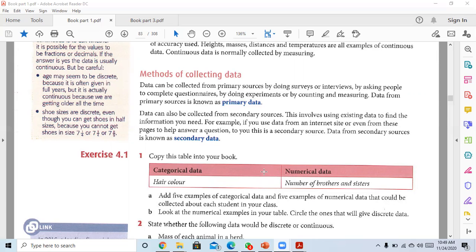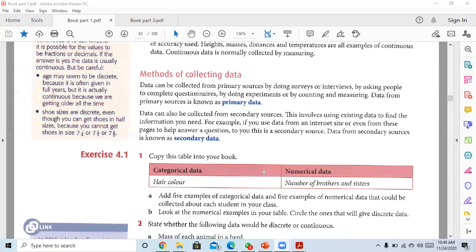If you collect the data from a primary source, that is called primary data. If you collect the data from a secondary source, that is called secondary data. So what is primary data? Primary data is when you are doing a survey or interview, asking people to complete questionnaires, doing an experiment, counting, or emailing. This type of data is called primary data.